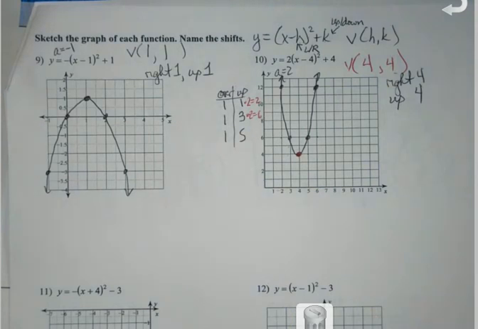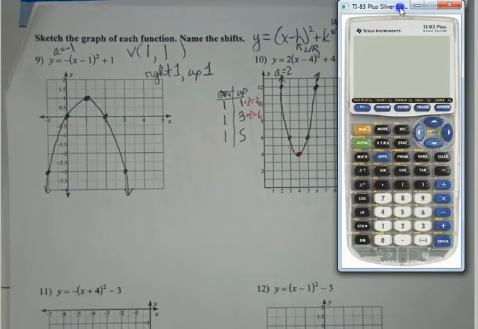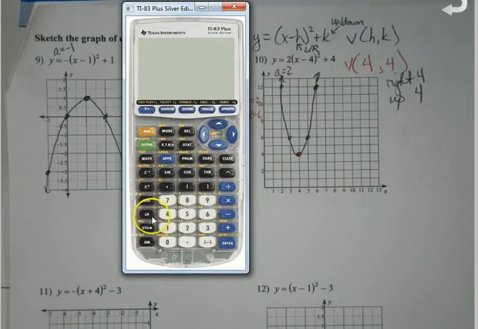And again, like before, if I'm not comfortable remembering that part, especially if there's a different number in front, no big deal. I can go ahead and type it into the calculator.